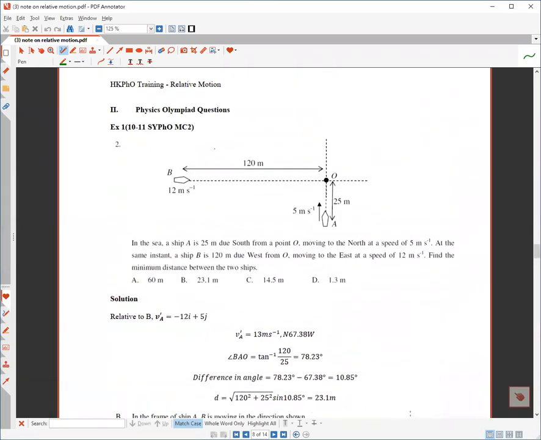So this question, do you still remember? We have done this one before. So we have to do it using the quadratic function, and this time we try to use the relative motion to solve it.